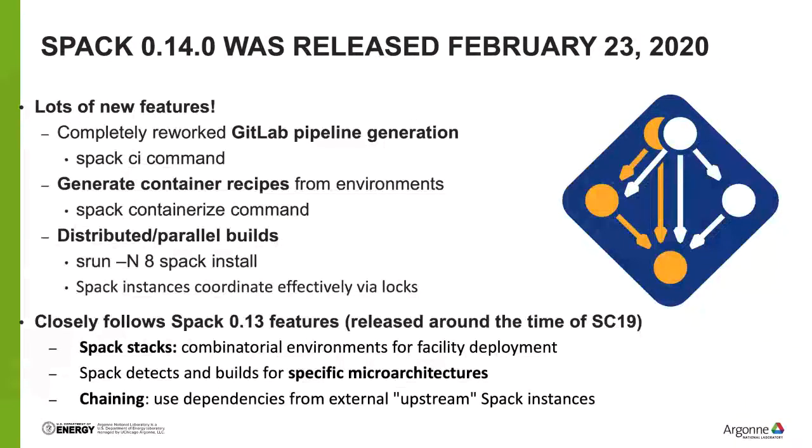So the newer features are building on some existing 0.13 features. Some of these include Spack stacks, which allows you to declare an entire environment for facility deployment, and some better support for specific microarchitectures, as well as chaining, in which you're able to declare an upstream Spack instance where you can build against packages that are in another Spack instance. It's smart enough to recognize, like, oh, there's another Spack out there that has a lot of what I need. And this is currently the recommended way of interfacing with our Spack instance at ALCF, is to use it as an upstream, for some reasons I'll get into.